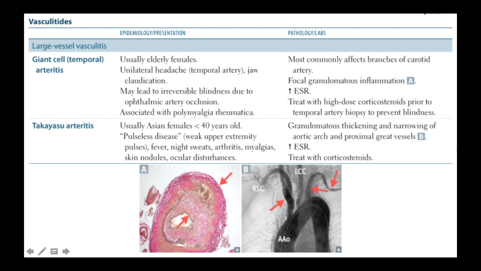And this is from First Aid, so just to go over these two one more time so we really have it in our heads here.